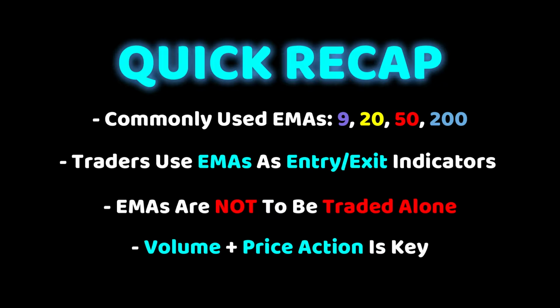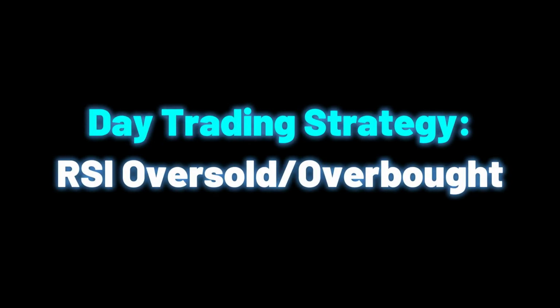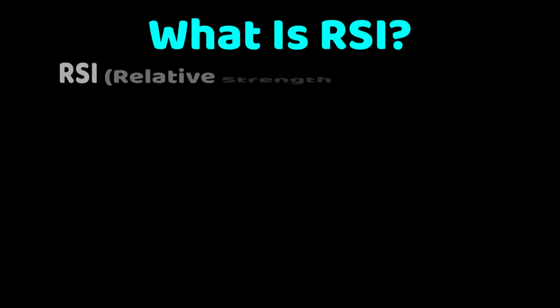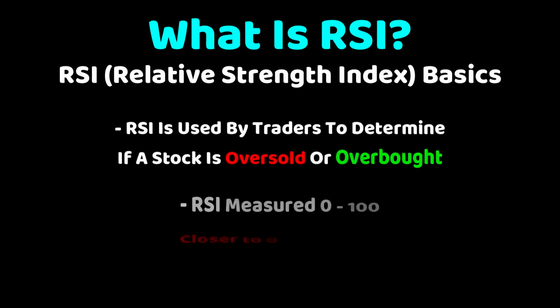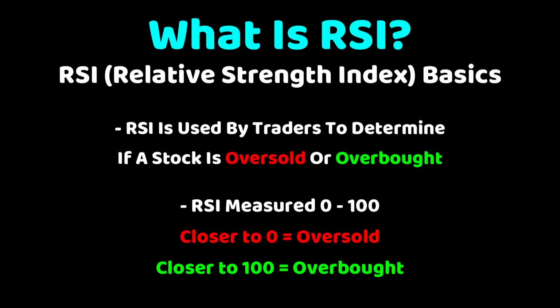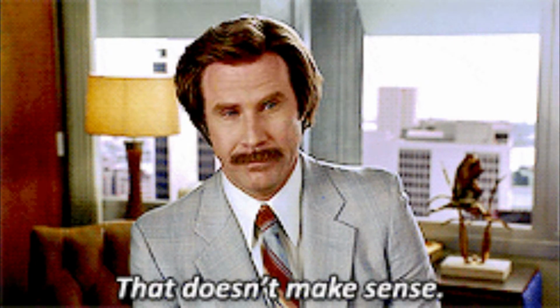Now, let's have a look at the second day trading strategy, the RSI oversold or overbought. So for those who don't know, the relative strength index is a tool used by traders to measure if a stock is oversold or overbought. If it's closer to 100, it's overbought. If it's closer to 0, it's oversold.